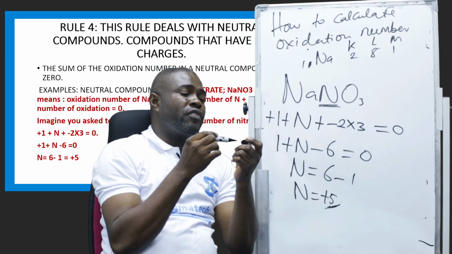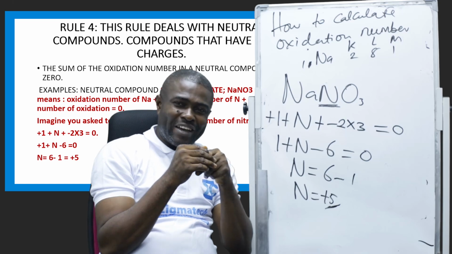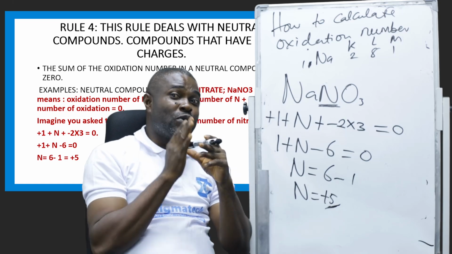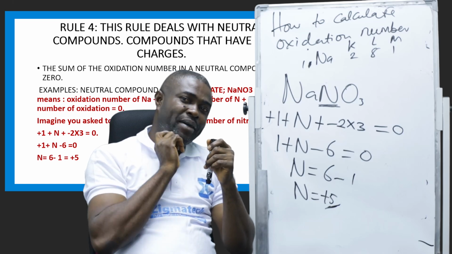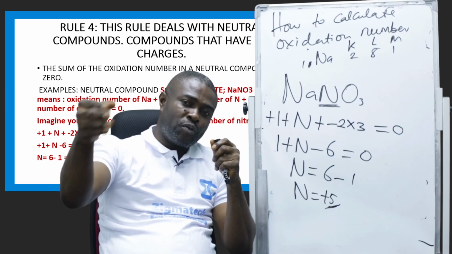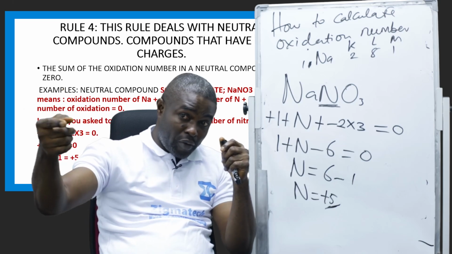What does that show? The oxidation number of nitrogen in sodium nitrate is what? Plus 5. That helps us to pronounce or to call the IUPAC naming. Thank God in IUPAC naming, it is nitrogen that is being pronounced before the number you bring in. That number you bring in is the oxidation number of that nitrogen.